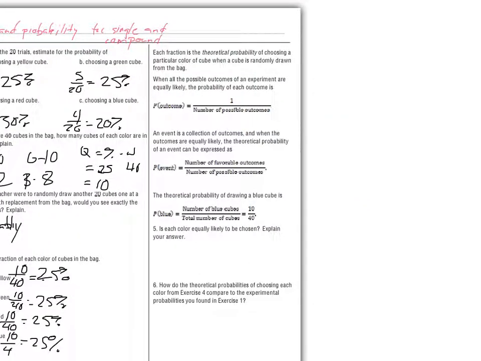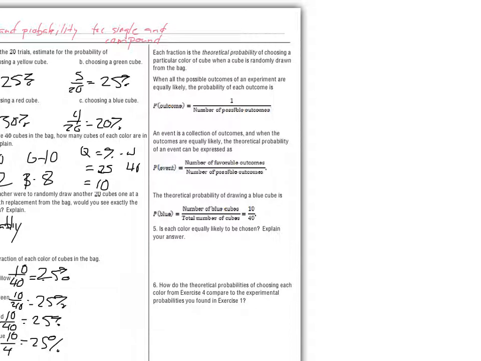So as we look over here, we've just got a summary of some of the work that we've done already. We see each of these fractions coming out of this is the theoretical probability. So if we were to just look at the bag and know what was in the bag, we would assume that each of those would be represented 25% of the time. So when all of the possible outcomes of an experiment are equally likely, the probability of each outcome is 1 over the possible outcomes. So the probability of drawing a specific green cube would be 1 out of 40.